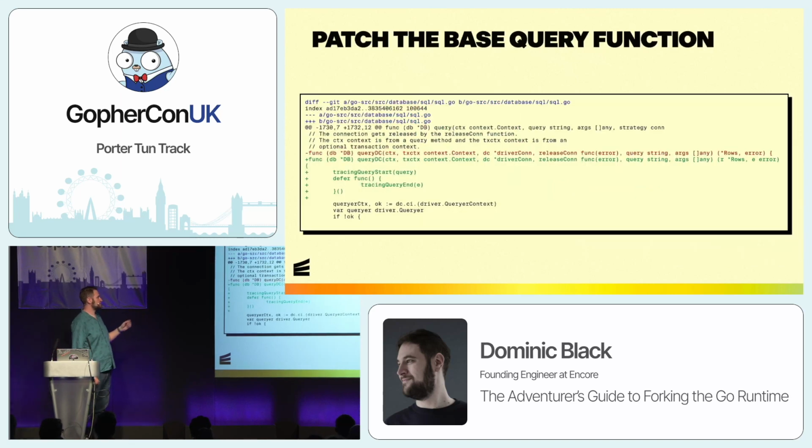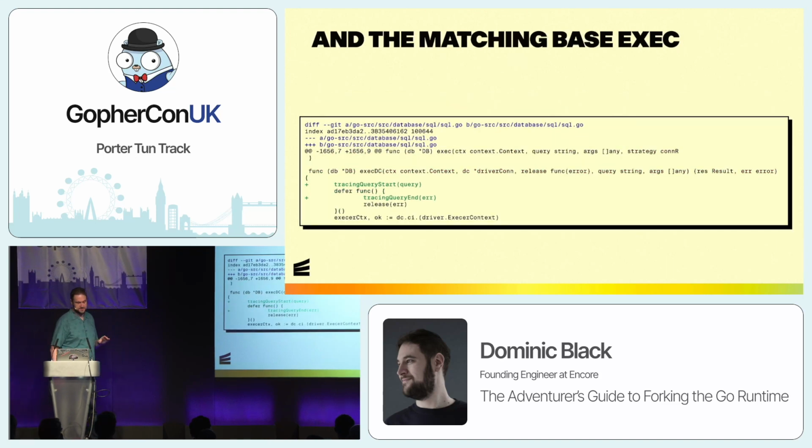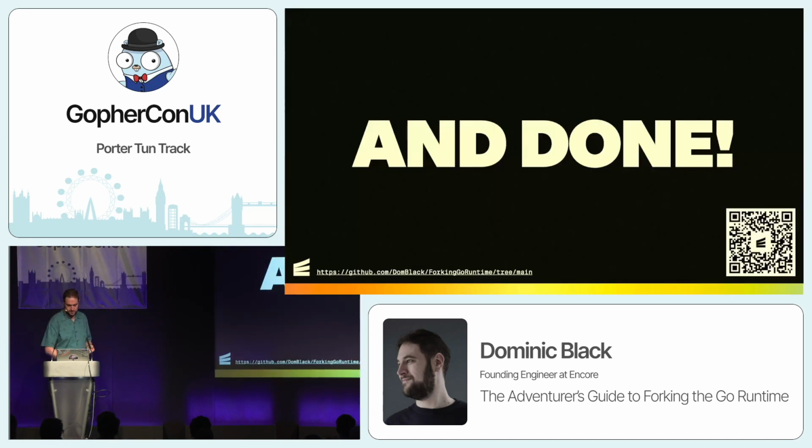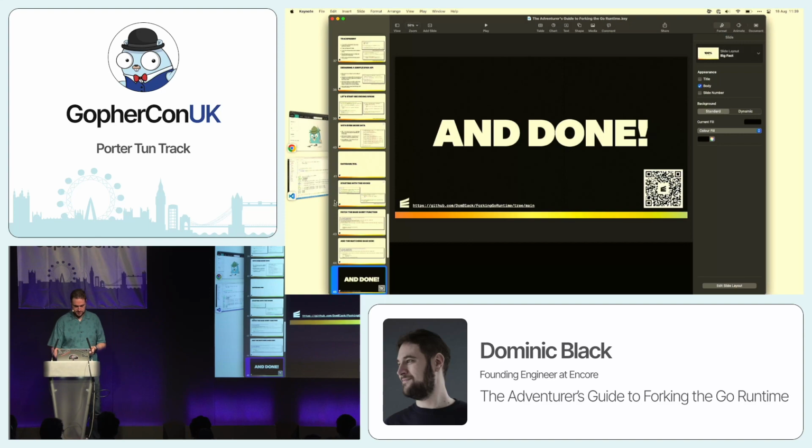We then have to patch our hooks in. And there's only two places we need to patch them. Query DC in the DB struct. This is the lowest level point in the standard library that a query goes before it gets handed off to a driver-specific implementation. And then execute DC, same thing, but for execute commands. And so at this point, if you're using the standard library's SQL for anything, it doesn't matter, because we're going to get tracing for that now. So we're done. And let's have a look at this code now.